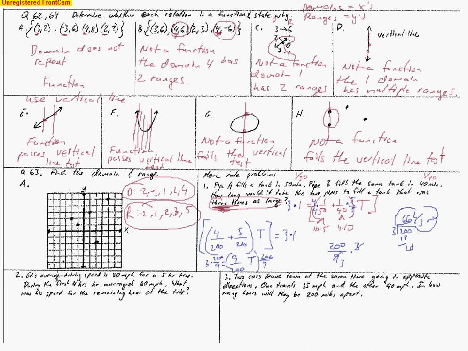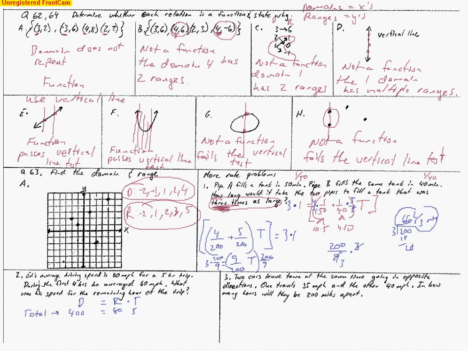Well, it says Ed's average driving speed is 80 miles an hour for a 5-hour trip. Well, one of these problems again. Distance equals rate times time. So 80 miles an hour for a 5-hour trip is going to give us a total distance: 400 miles. That's the total distance here.